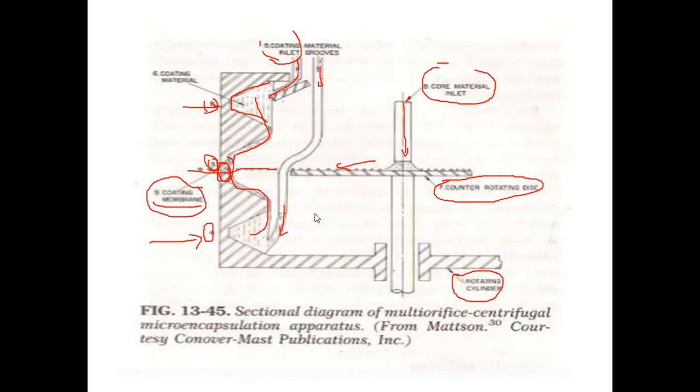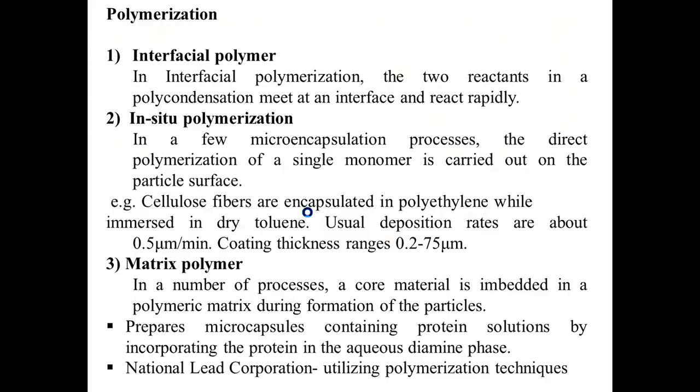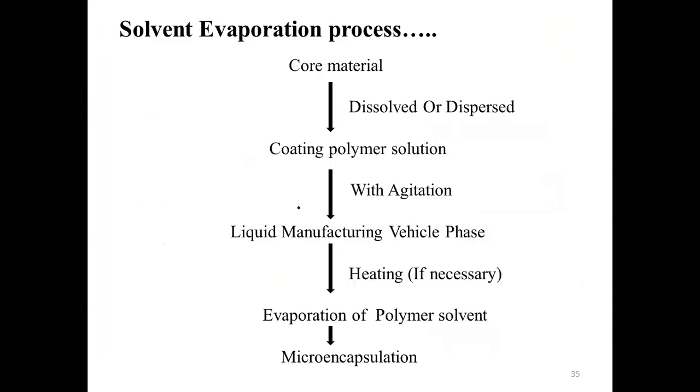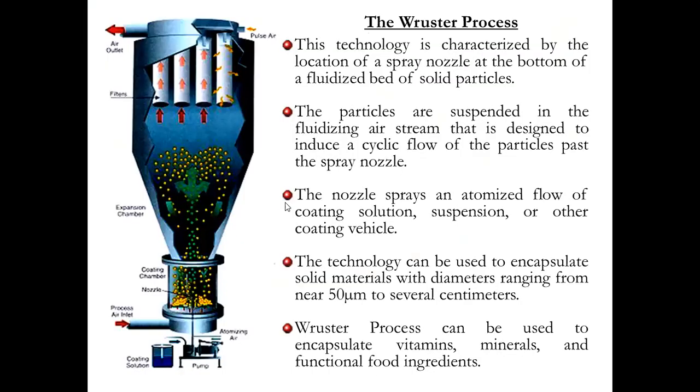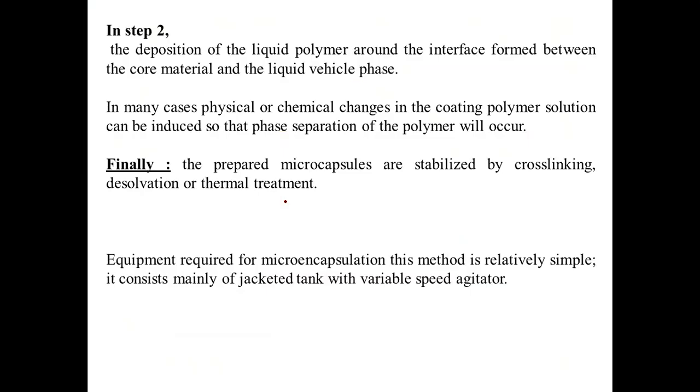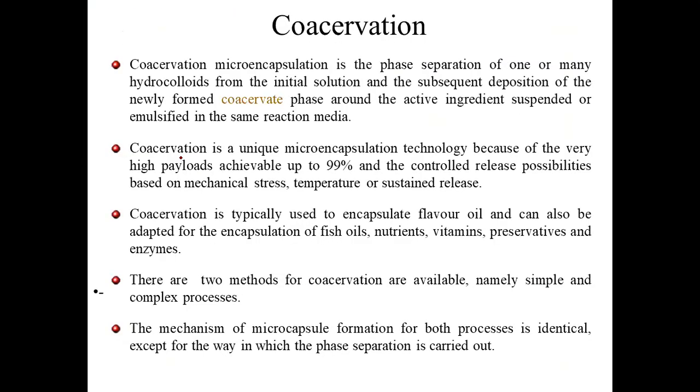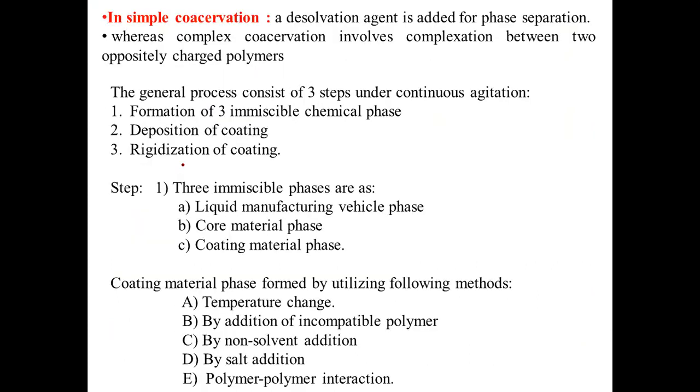These are the methods that we have discussed for microencapsulation purpose. We'll take a brief review of what will happen in each and every process. So the first method that we have discussed is the phase separation coacervation method, in which three immiscible phases are formed. First phase is the liquid manufacturing vehicle phase. Second phase is the core material phase, and third, the coating material phase, is formed. After that, the deposition of coating, and the last step, the rigidization of coating, will be achieved.